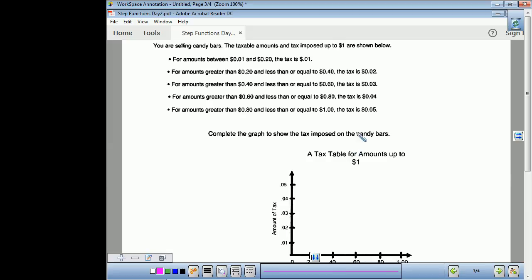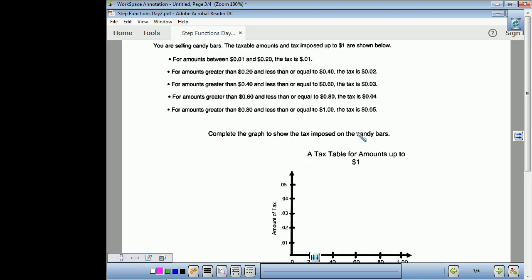And today we're going to start by trying to graphically display a scenario that ends up being a step function. But then we're going to talk about, is it the greatest integer x, like we talked about yesterday? Is it a rounding down function? Is it a rounding up function? Or is it just a discrete graph that has lots of jumps in it? What is it? Okay, so the first thing we're going to look at is sales tax.